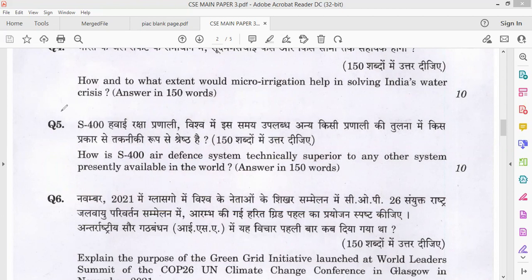Okay, so this is question number 5 in GS paper 3. Now for 10 marks they have asked the question and the word limit is around 150 words. If you write 20-30 words more or less, there is no problem. Okay, but you should know about this system first of all, and how it has an advantage over the current technologies in the world. So that is the one question they have asked.